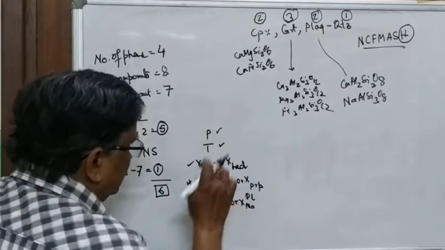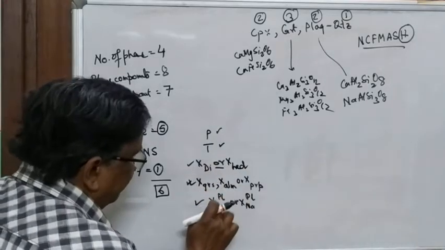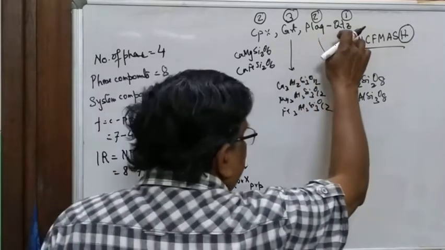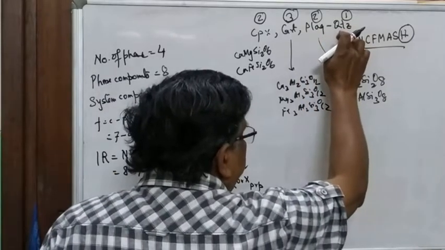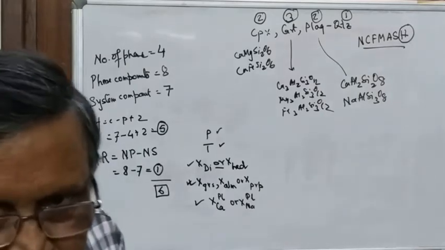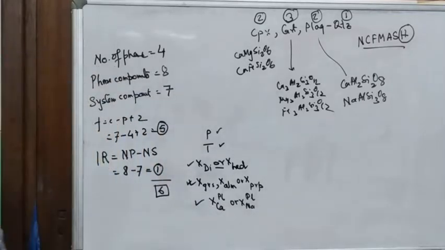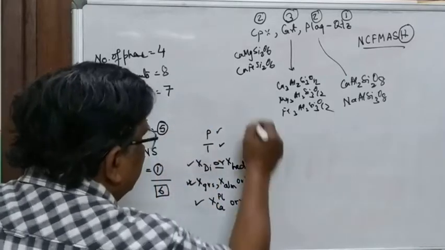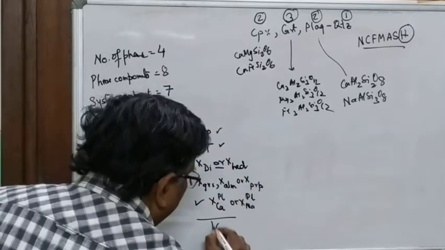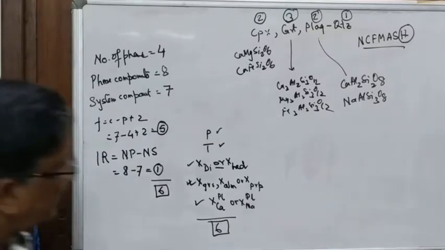X SiO2, SiO2 being pure, is not a variable. X SiO2 is equal to 1, it is quantified, so it's not a variable. So here we have 6 metamorphic variables. Now, have you understood?